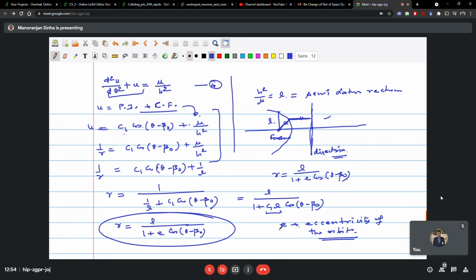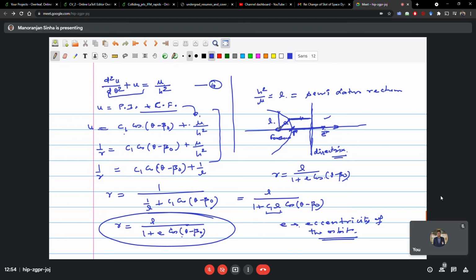Actually, eccentricity is a vector which lies along the periapsis. This point is called the periapsis, which is nearest to the focus. And the eccentricity is a vector which lies along the periapsis, drawn from the focus. Now if we look at this equation, this is theta minus beta 0.